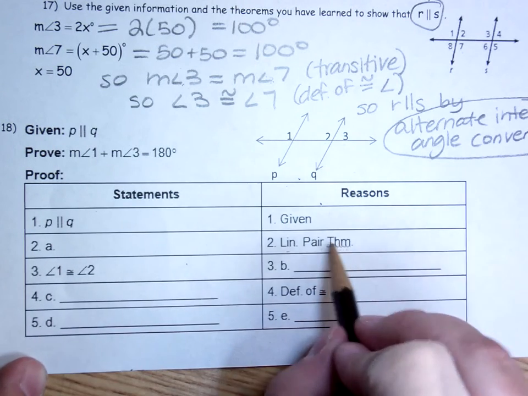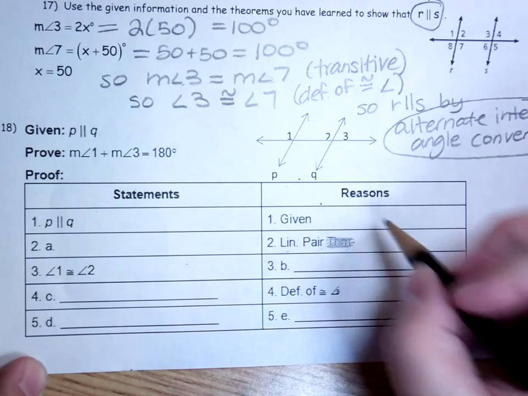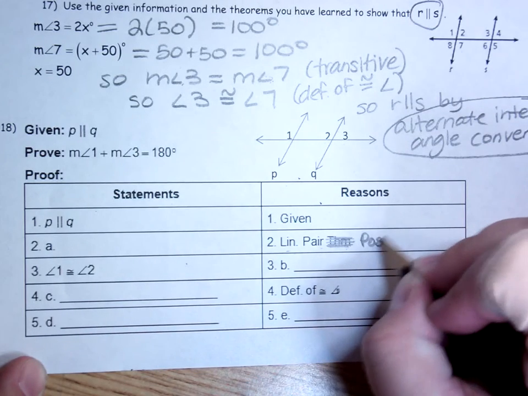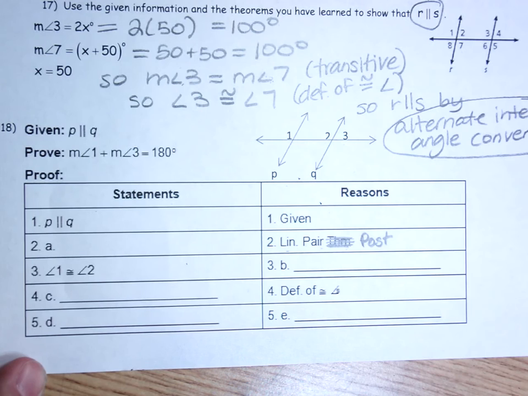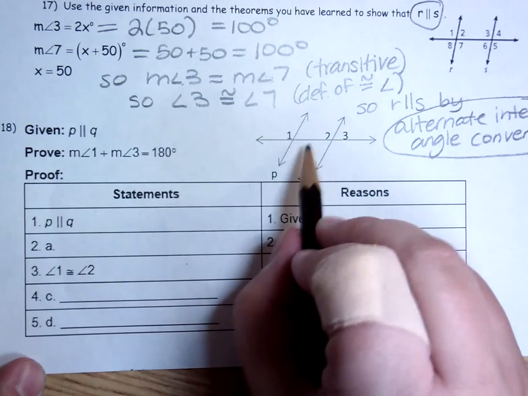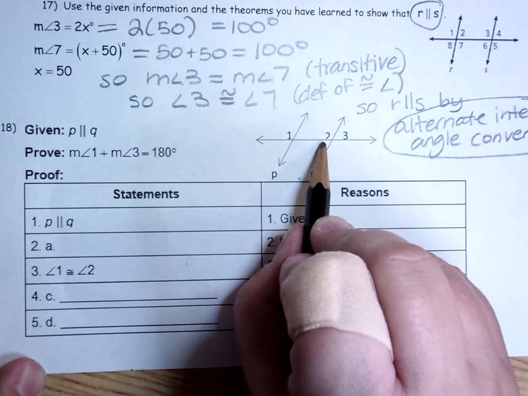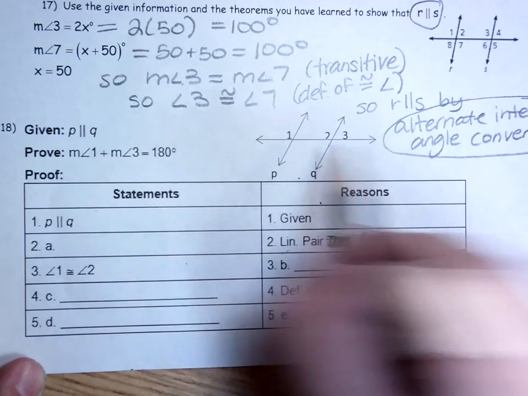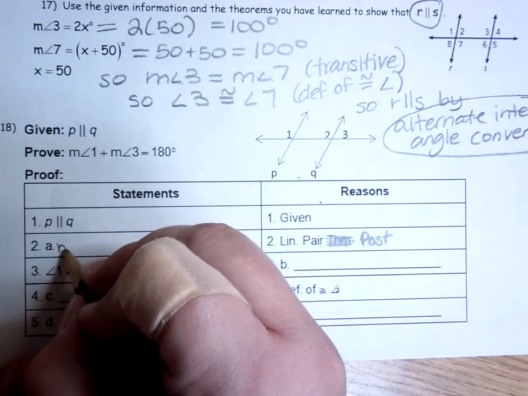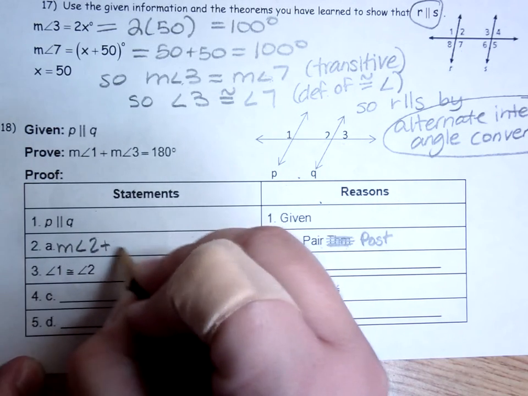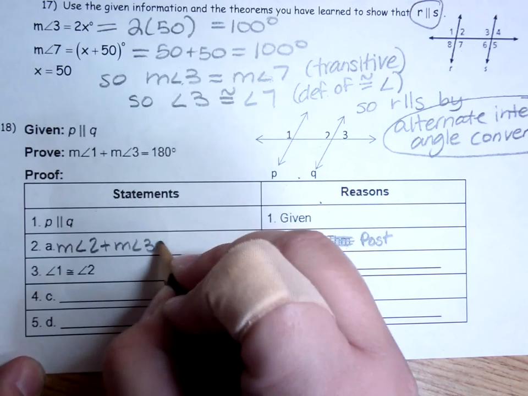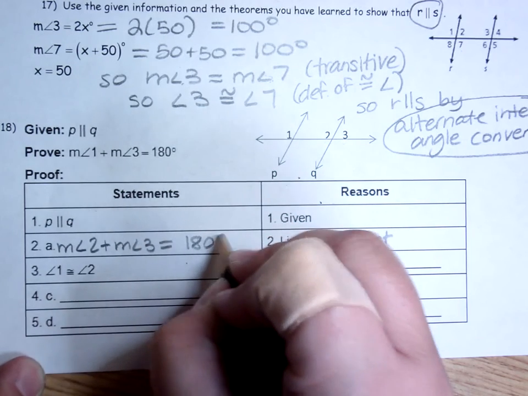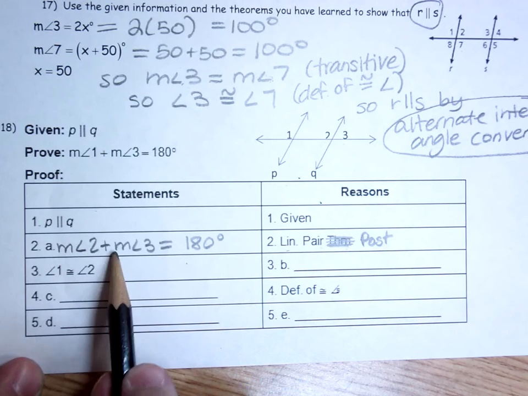Okay, the linear pair postulate, it's actually a postulate, not a theorem. What it says is that linear pairs are always supplementary. So in other words, 2 and 3 have to add up to 180. So that's what I'm going to say here. 2 plus 3 adds up to 180. And since I'm adding and using equals, I use the M.